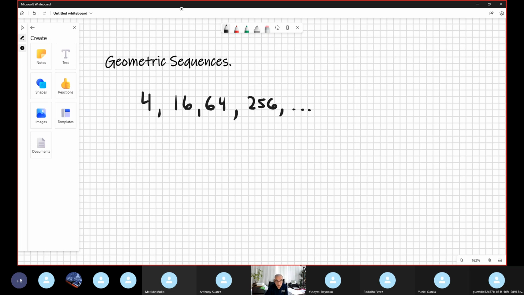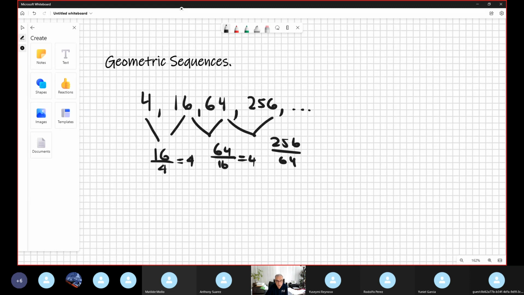When you're subtracting, it's a different answer. But when you divide, this is the idea now. You take 16 divided by 4, that's 4. And you divide here 64 divided by 16, that's 4. And 256 divided by 64 is also 4. So we have no common difference. It's a common ratio.